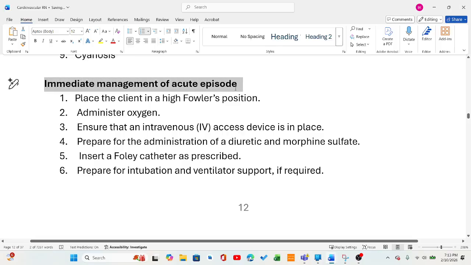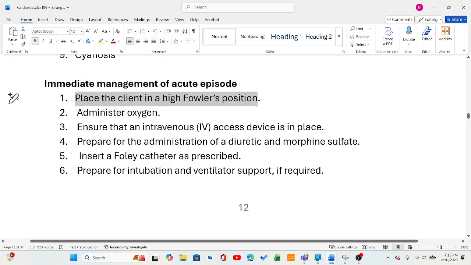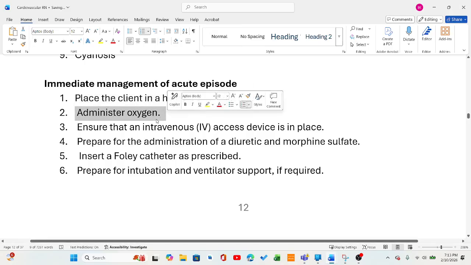So, what are some of the things that you can also do? Immediate management of the acute episode. Now, the first thing is oxygenation. I did talk about it with the heart failure. So, again, when they are having an acute episode, put them in a high Fowler position, give them oxygen.